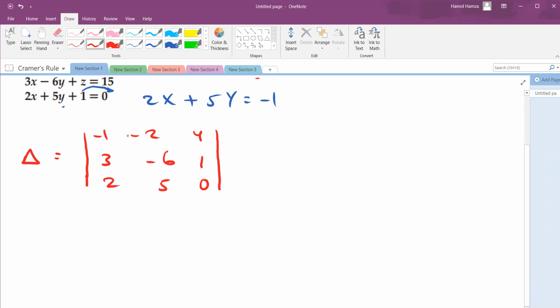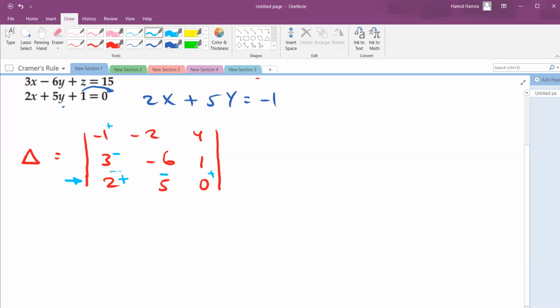To find the value of this determinant, we can use any row or any column, but it's better to use a row or column containing 0. So it's better to use this column or this row. Let's say I'll work with this one. Before starting, we want to write the signs of the places. The places of this row are positive, negative, positive, negative, and positive.